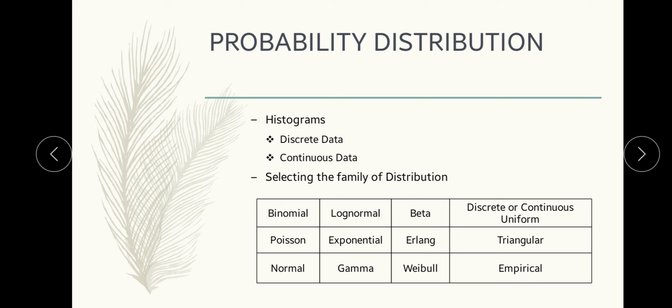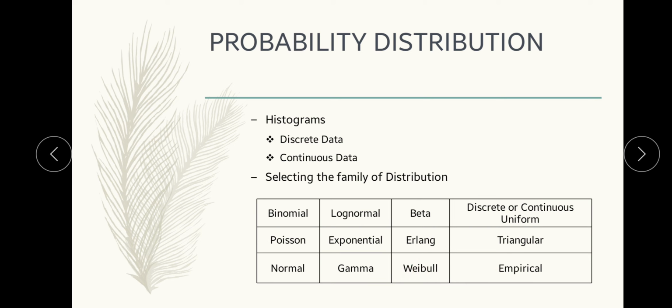These distributions can be of discrete data or continuous data. The discrete data and the continuous data can be displayed in a graph called a histogram. So a histogram is a graphical representation used for displaying discrete or continuous data. Next, when we go for selecting a family of distribution, we have a large range of families of distributions. Some of them have been listed here, as you can see.